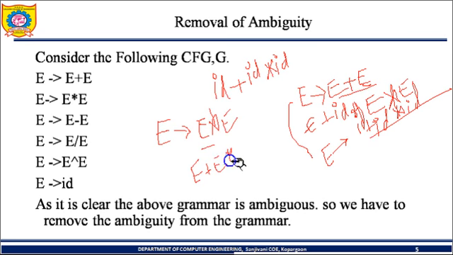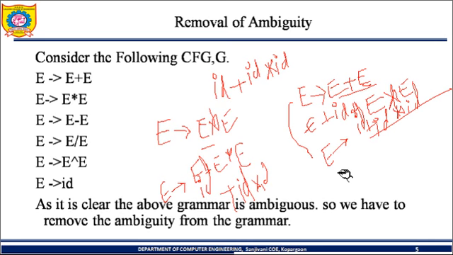So again, with the help of this production also I can generate the given string, that is id plus id into id star id plus id into id. So in two ways it is possible to generate the same string. That's why the given grammar is ambiguous, and we have to remove the ambiguity from the above grammar.